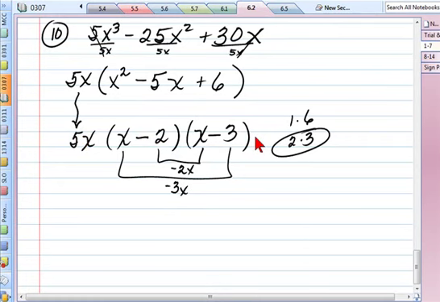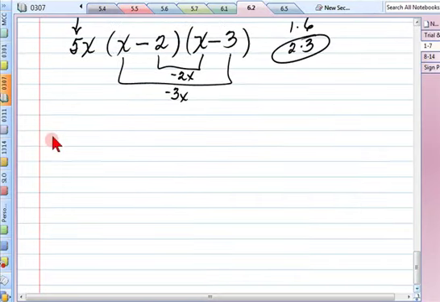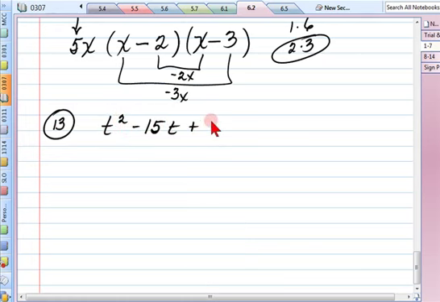Is that okay? All right, let's skip to 13. I'm skipping around because although you need a lot of practice in Math Lab, I'm not going to do every one of them for examples. What if I have t squared minus 15t plus 15?